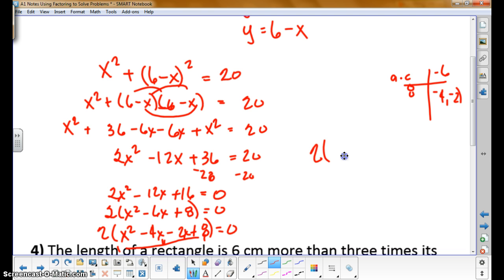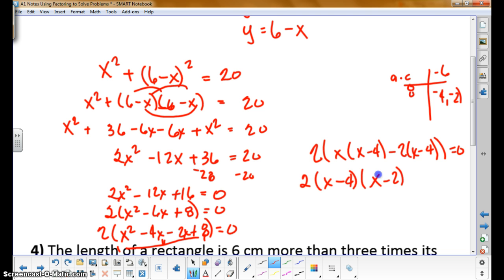So the 2 is along for the ride. x minus 4 minus 2, x minus 4 is equal to 0. 2 is still along for the ride. Common factor is x minus 4. The other factor is x minus 2. Okay, so our two factors, either x minus 4 is equal to 0 or x minus 2 is equal to 0. So x is 4 or x is 2.